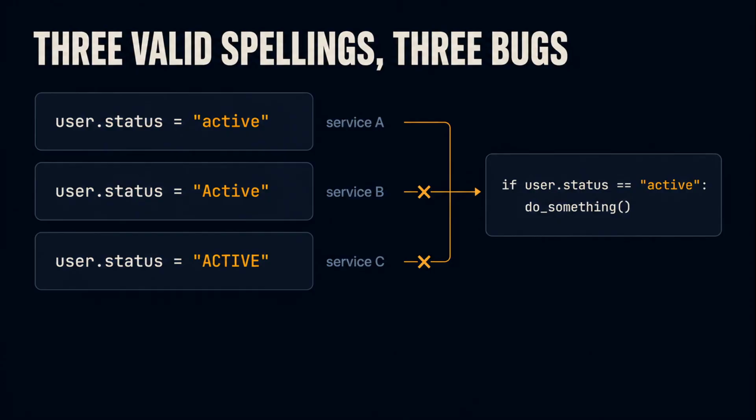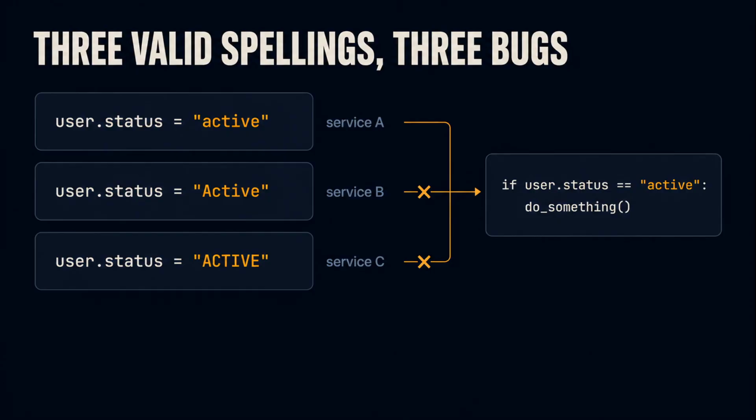You are modeling a user account. The status field can be active, suspended, or deleted. So you reach for a string. One service writes lowercase active. Another writes capital A active. A third gets enthusiastic and ships active in all caps.